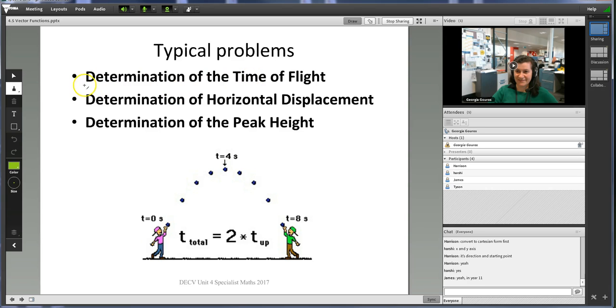Okay, so what we need to do. Typical problems: we need to determine the time of flight, we need to determine the horizontal displacement, and we need to determine the peak height. These are typical problems, but there might be some outside this.